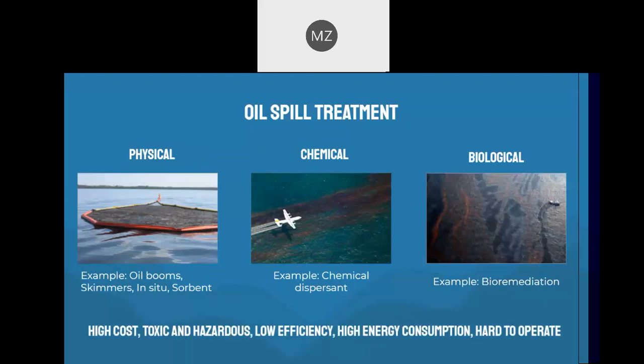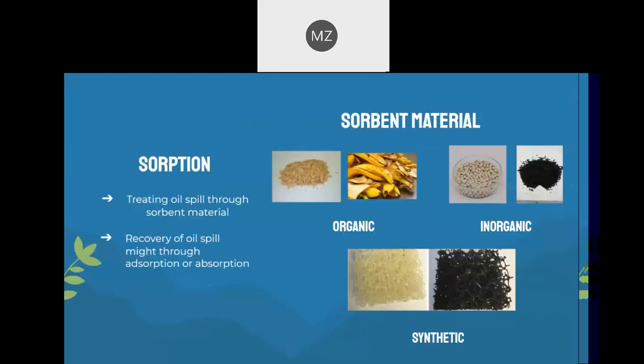However, these methods are cost-ineffective, toxic and hazardous, less efficient, high in energy consumption, and difficult to operate. The oil adsorbent functions to absorb the oil when brought into contact with the contaminated water. Oil spill removal through physical adsorption using porous material has shown to be promising and efficient in the removal of oil and organic pollutants. This method is not limited to oil floating on the water surface but also works on oil droplets. Adsorbents can also be categorized into organic, inorganic, and synthetic.